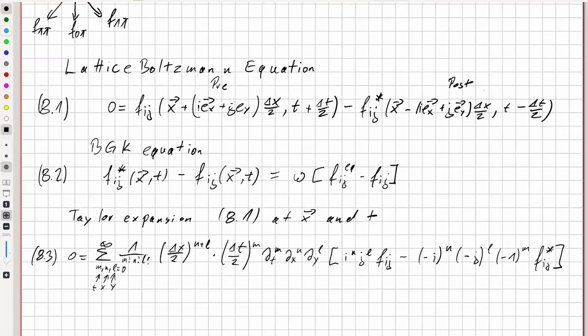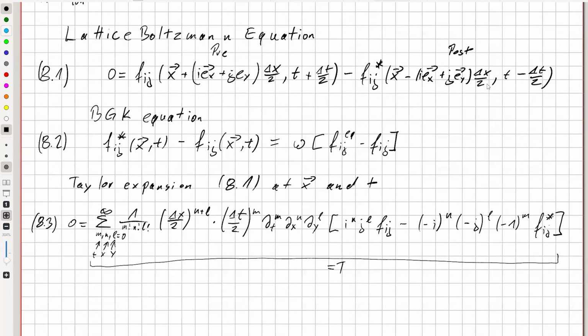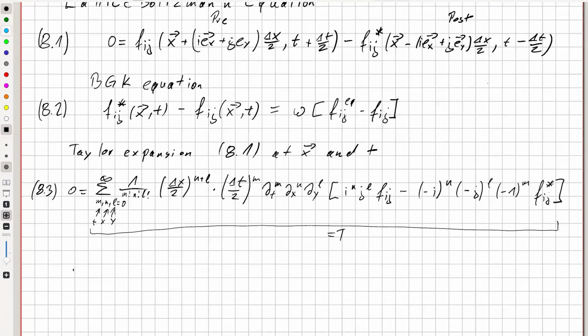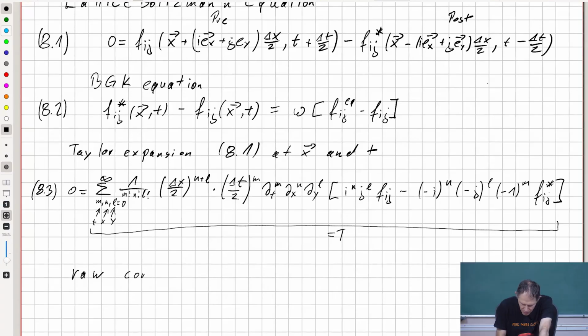Okay, so this entire thing is a bit complicated. We are going to call this T because we would later want to take moments of this, and then I just want to write T. So also a reminder on raw countable moments that we introduced some time ago.